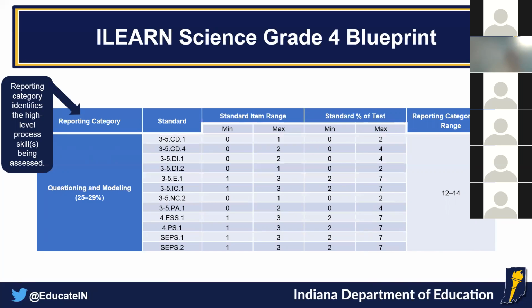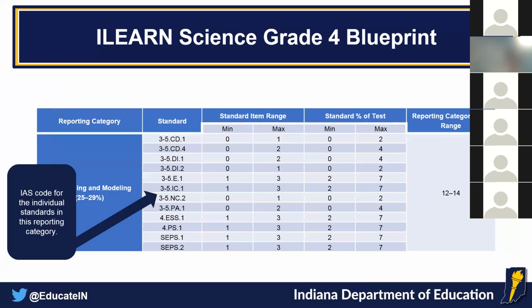So you will see all the standards jumbled together, so we don't have necessarily all standards in one content area in one reporting category. We include the standard code. We did not include the full language of the standard on these blueprints because we wanted to keep them a little cleaner, but when we get to item specifications, you'll see that the full language of the standard is on those.